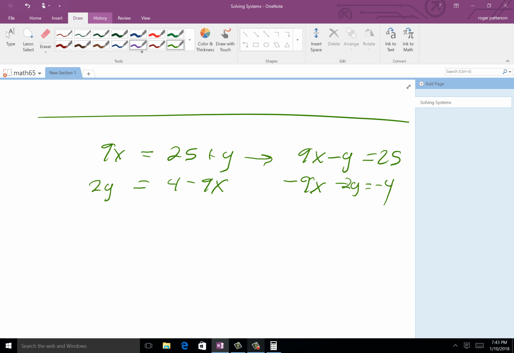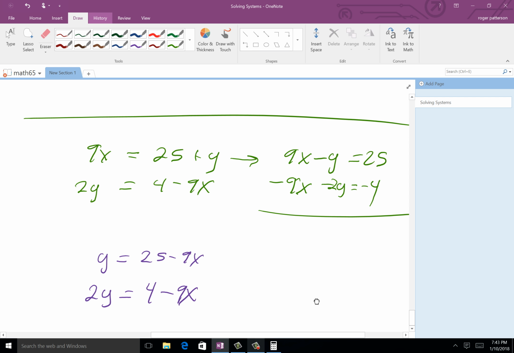Or we go with Aaron's idea, which was y equals 25 minus 9x, and 2y equals 4 minus 9x. So either one of these is going to give us the right answer. You just have to find the way you understand how you want to arrange it. But we've got to make sure we're consistent. See, this one's good: x, y equals numbers. This one's good: y equals numbers, x's. That's okay. As long as they all line up, we're good to go.